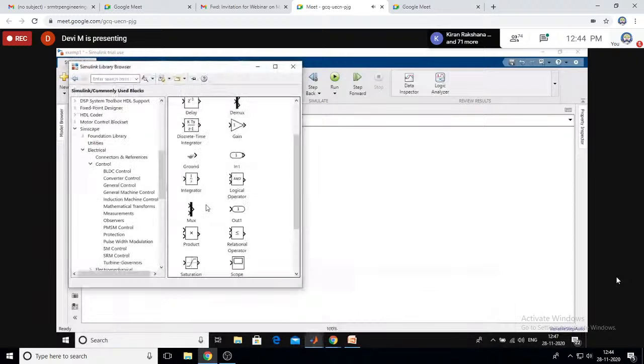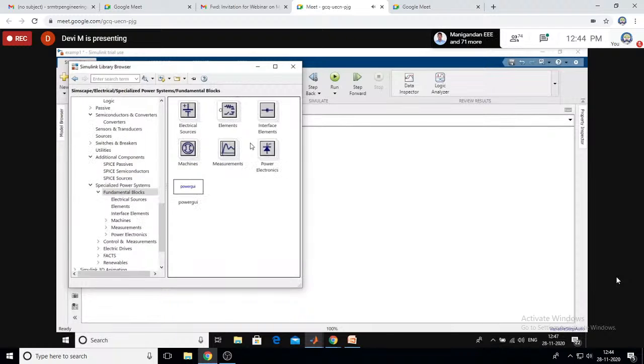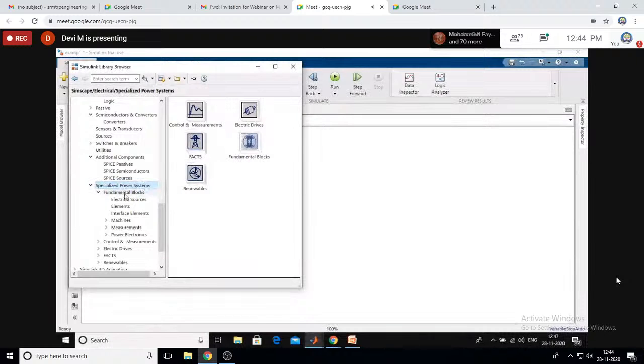So if you go for a simple power system, the fundamental block, can you see the powergui? Just drag this over here. You'll be getting this. If you are going to use elements inside power systems, then you must necessarily use your powergui block.